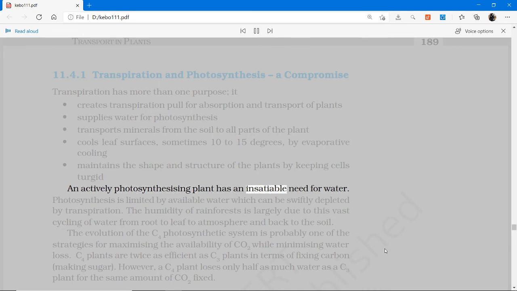Plant has an insatiable need for water. Photosynthesis is limited by available water, which can be swiftly depleted by transpiration. The humidity of rainforests is largely due to this vast cycling of water from root to leaf to atmosphere and back to the soil. The evolution of the C4 photosynthetic system is probably one of the strategies for maximizing the availability of CO2 while minimizing water loss.